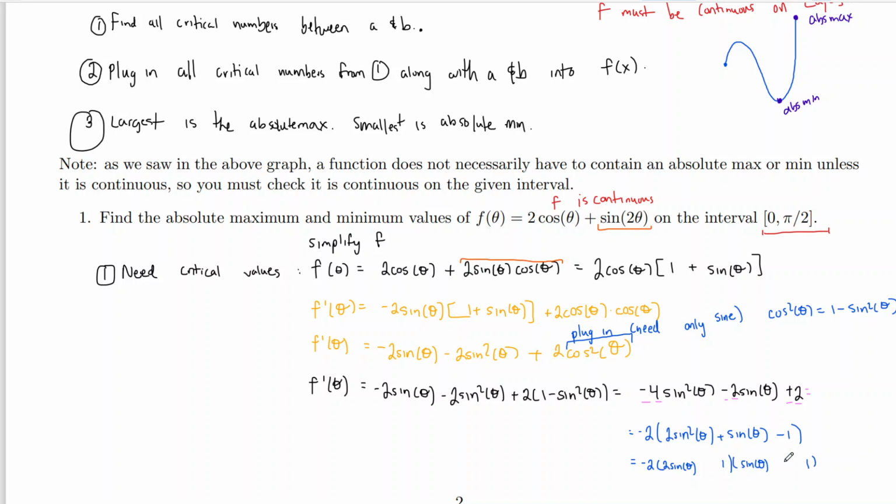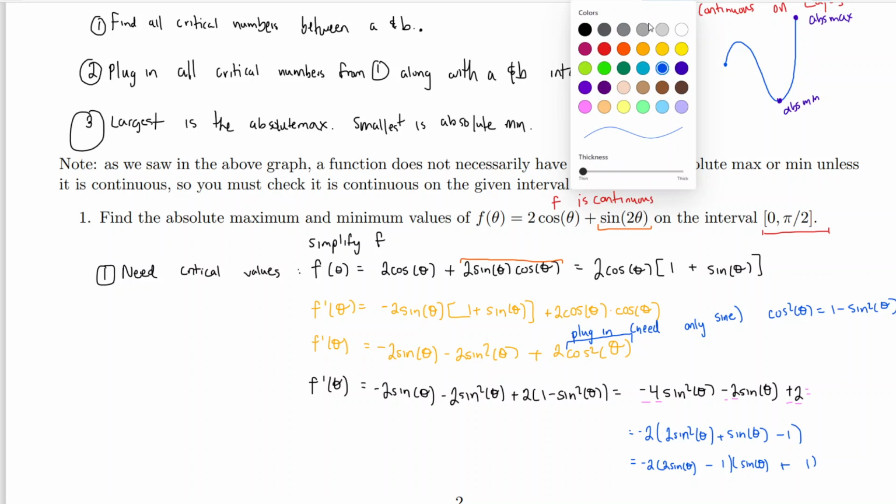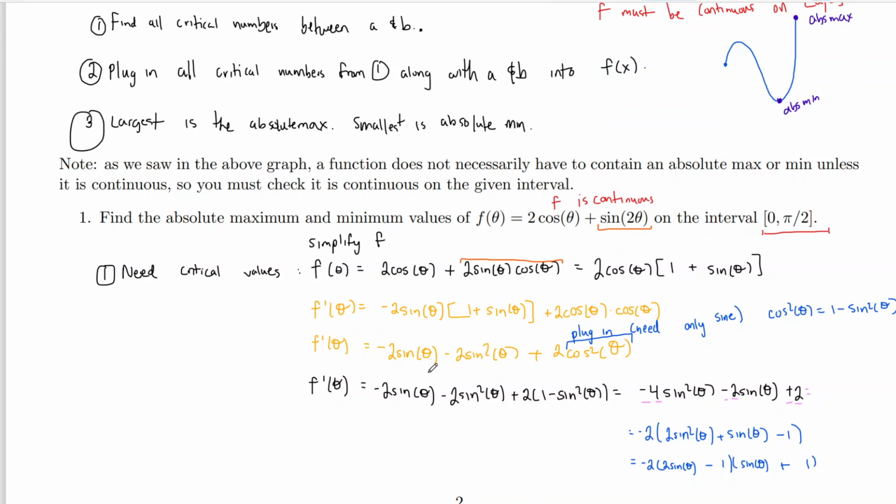And the plus goes on this one because when we FOIL it out, I'm not going to go through and FOIL it out to check, but the 2 sine of theta would go with the plus 1. The minus 1 would go with the sine of theta, and that would give us a plus 1. But you can check by FOILing it out that this works. All right, now, once again, finding the critical values is the main step, because after we figure out the critical values, we just plug them in and compare the numbers we get.